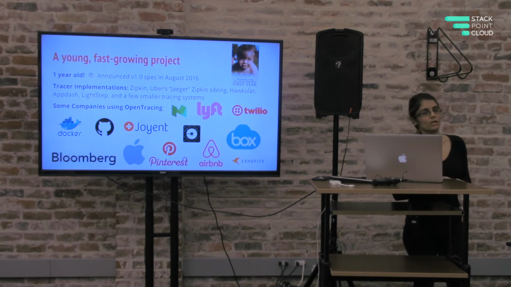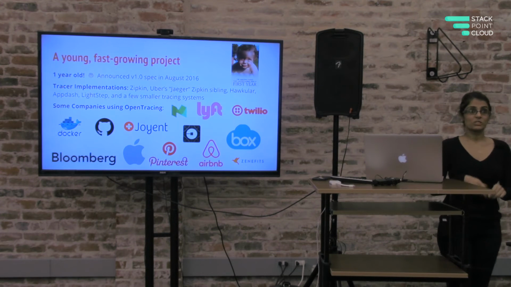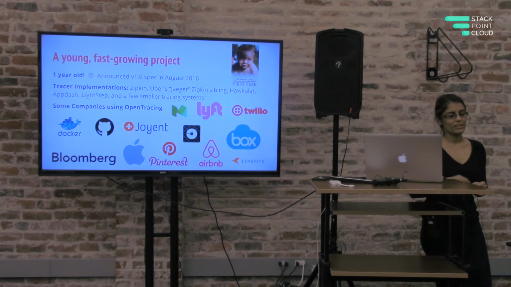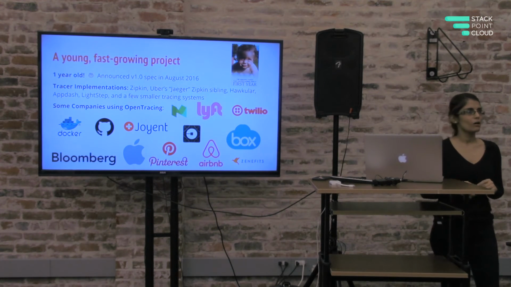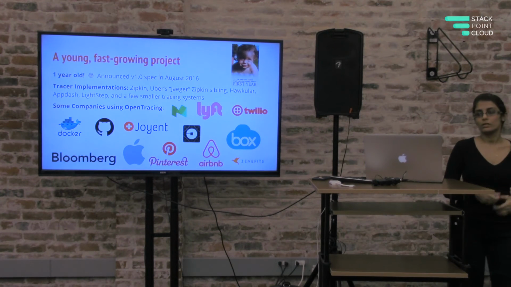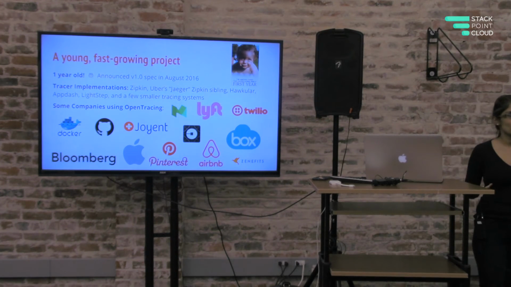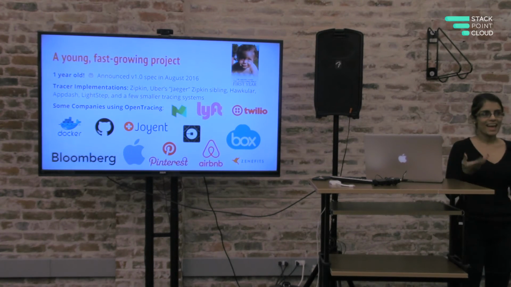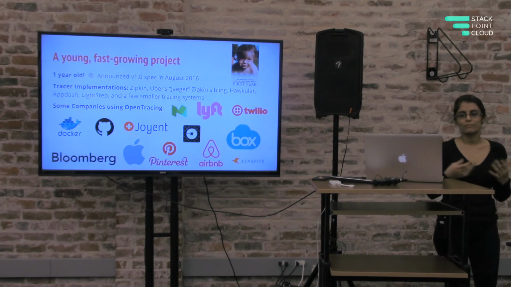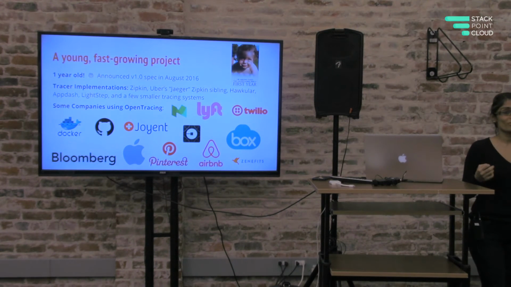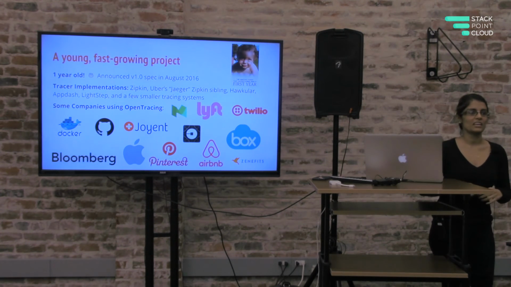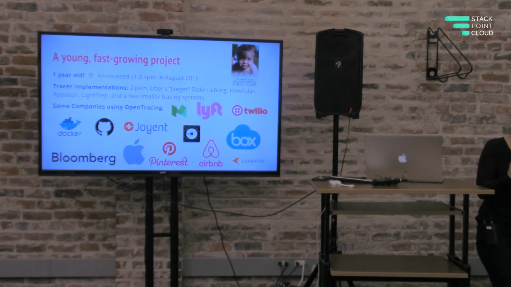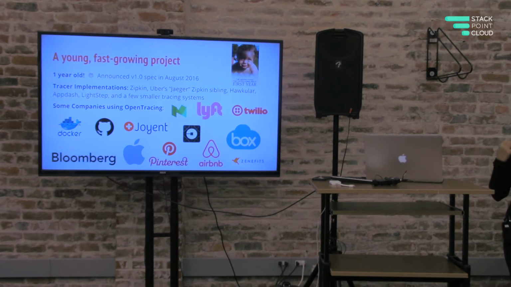So going back to the project and where it's at, it's young, it's 1 year old, and as I said, we announced the spec recently in August. Tracing vendors have flocked to it, so it's Zipkin compatible. Uber released Jaeger, which also supports it. Hawkular is Red Hat's APM solution, AppDash, LightStep, etc. The reason all these tracing solutions have sort of jumped on it is because of all the logos that you see. So a lot of companies have come forward really quickly to adopt this standard.